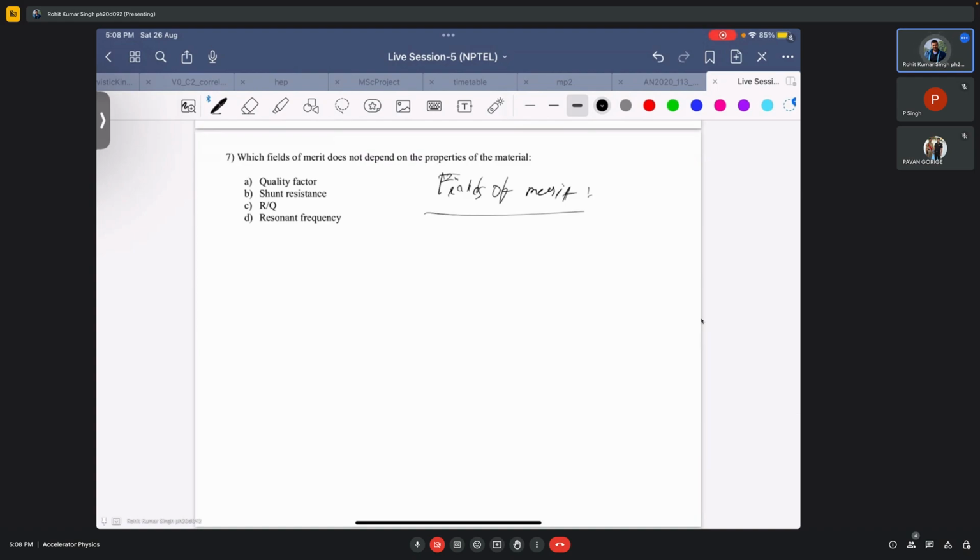So there is a term called quality factor. As the name suggests, it is the ratio of stored energy per unit power dissipation. You are supplying some power to the cavity, and how much it is storing and using to accelerate your beams, that ratio is called the quality factor. It depends on the frequency, the energy, and the power dissipated. You understood? So, energy stored per unit power dissipated.